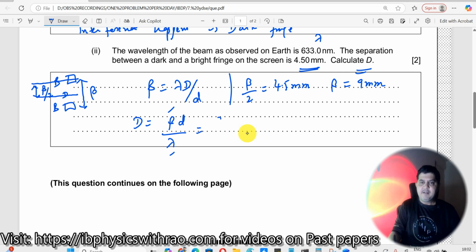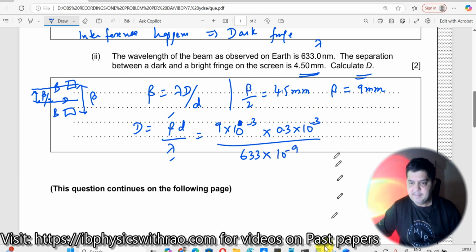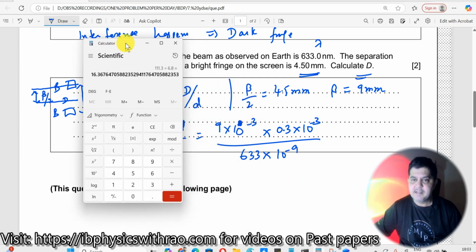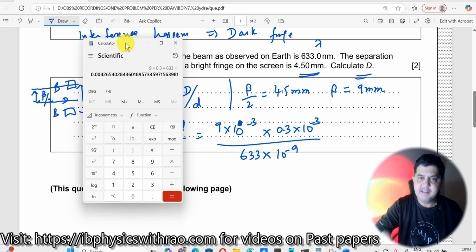Very easy problem. So 9 into 10 to the power of minus 3 multiplied by 0.3 into 10 to the power of minus 3 divided by lambda. What's the value of lambda? Lambda is 633 nanometer. So how much do I get? I get 9 multiplied by 0.3 divided by 633. Get the answer as 0.0042.